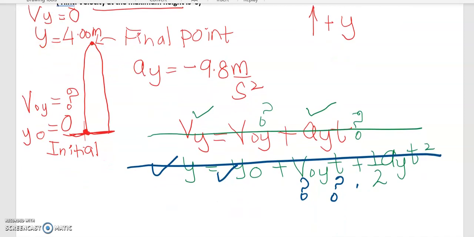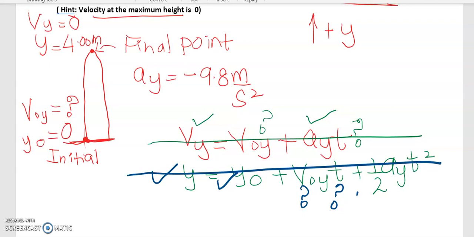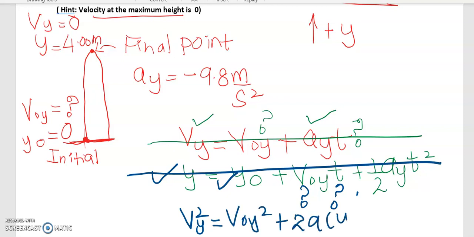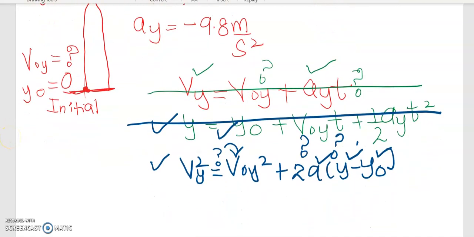And I have the third equation now. I'm going to write down the third equation. Vy squared is equal to V0y squared plus 2 times acceleration y times (y minus y0). Do we know the final y velocity? Yes, it's 0. Do we know the initial y velocity? No. Do I know the acceleration? Yes. Do I know the final y position? Yes, 4 meters. Initial y is 0. So there's only one unknown, that's the initial y velocity. Can we use this to solve for the initial y velocity?